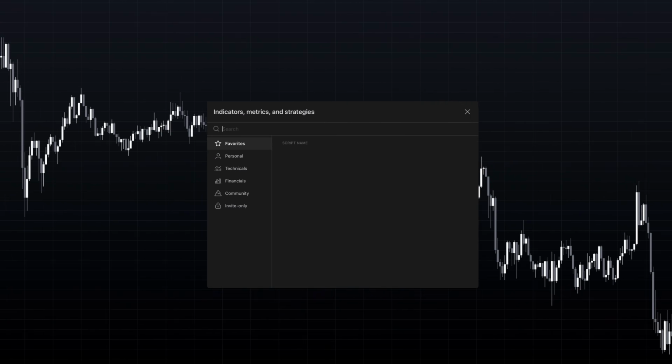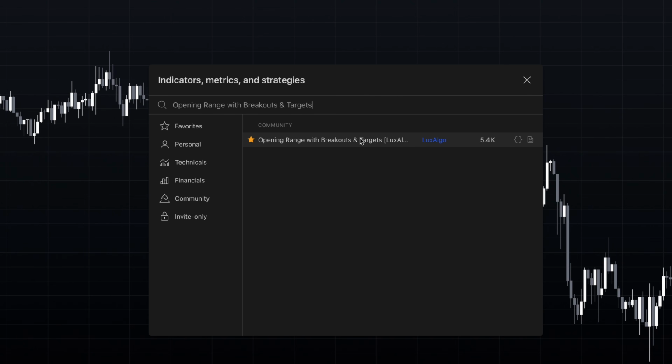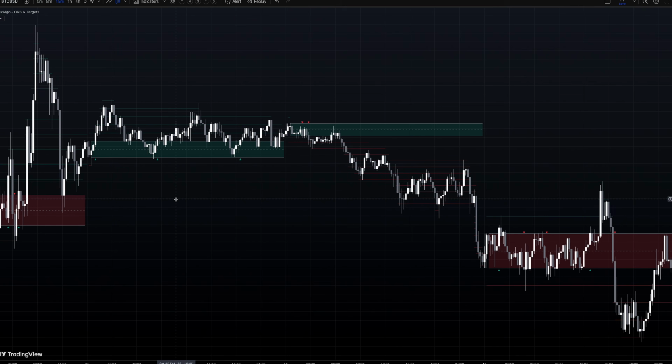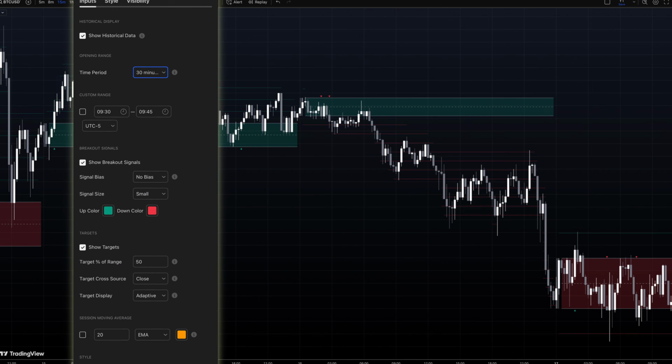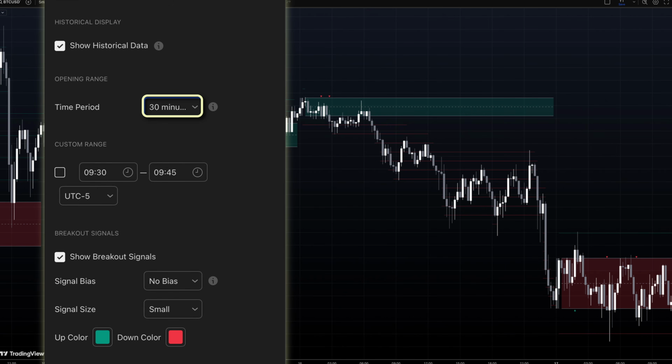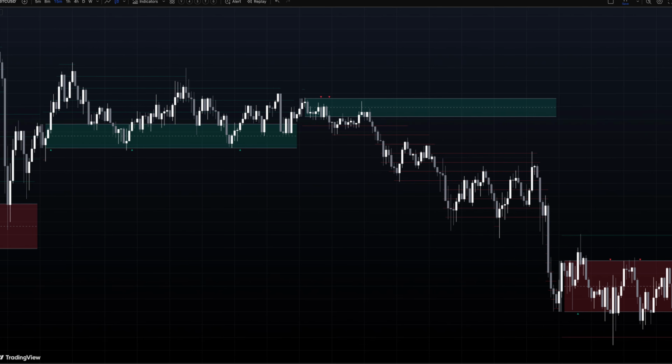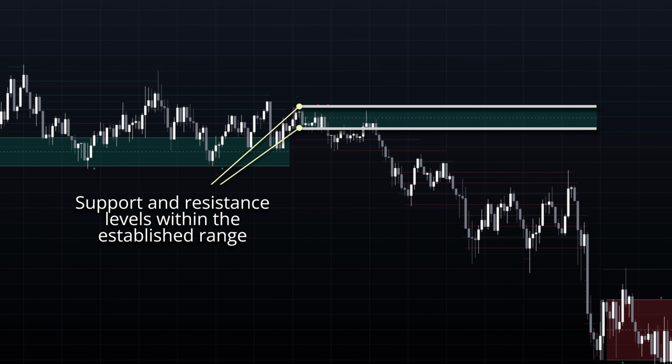Second tool is called the opening range with breakouts and targets by LuxAlgo. This indicator creates a dynamic trading framework based on the market's opening range. It identifies the high and low points during a configurable opening period, default 30 minutes, then uses this range to establish support and resistance levels and calculate potential price targets.